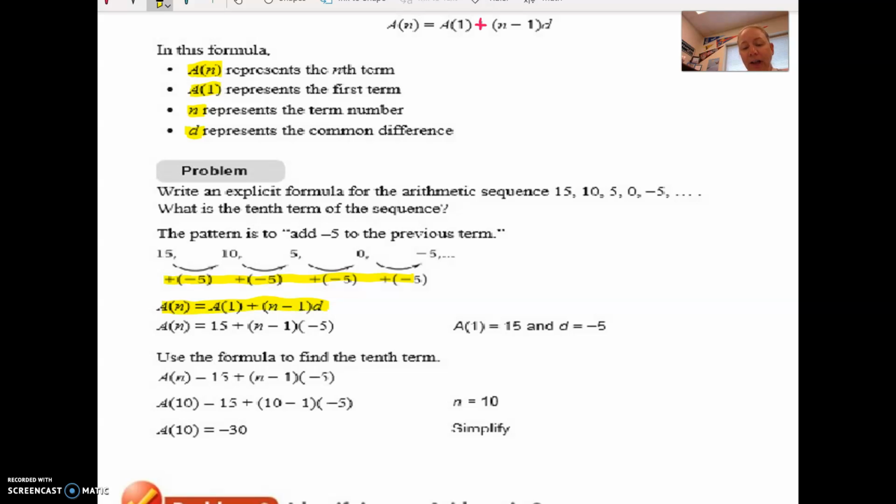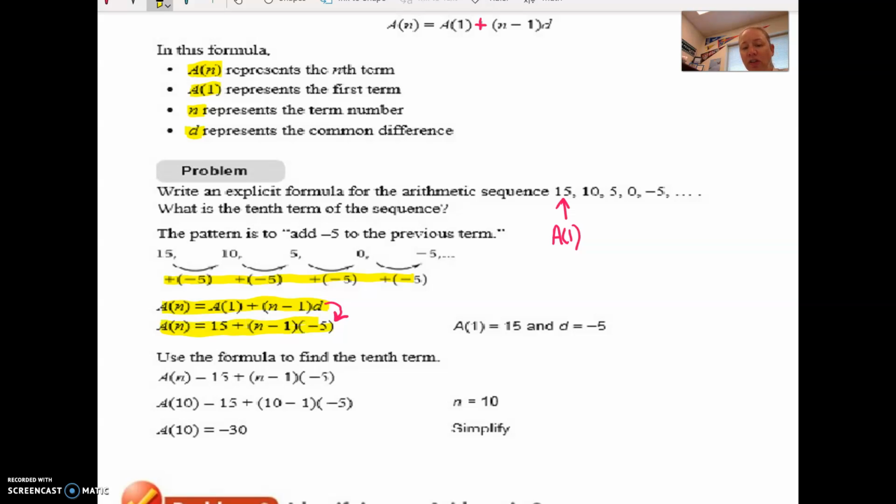So we're going to plug in the values that we know. We know the first term in the sequence is 15. So this term right here would replace the a sub 1 in the formula. So that's what they did here. Then we don't know what term we're trying to find yet, but we do know that d is minus 5, or subtracting 5 each time. So we can plug in -5 for d. So now there's our formula. There is our formula for this particular sequence.